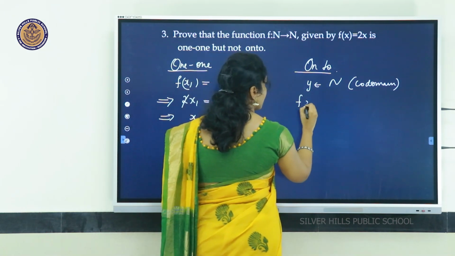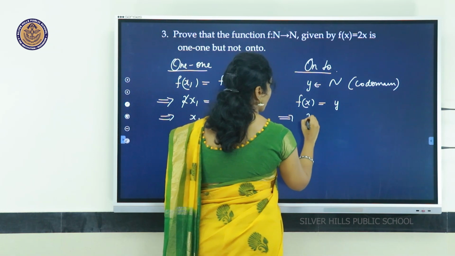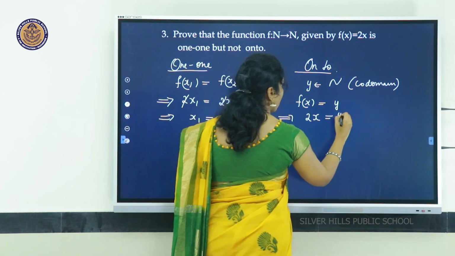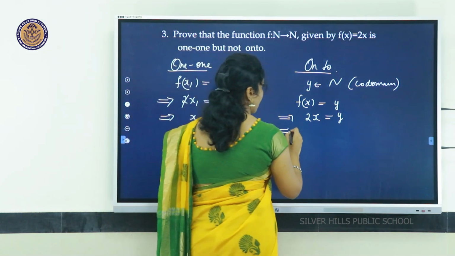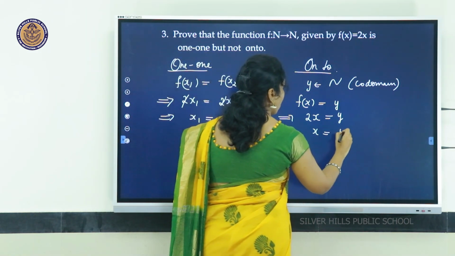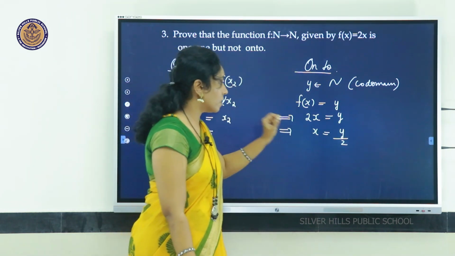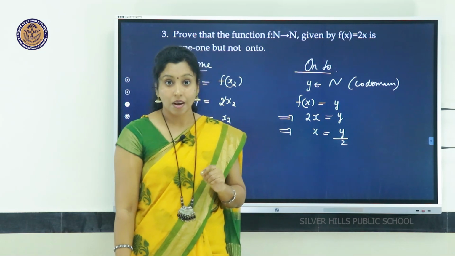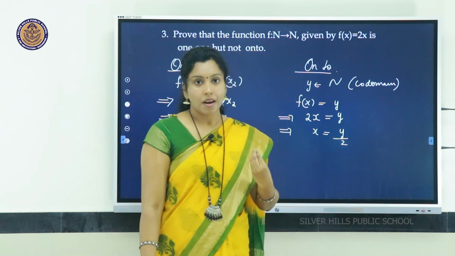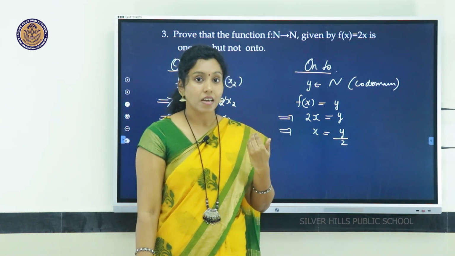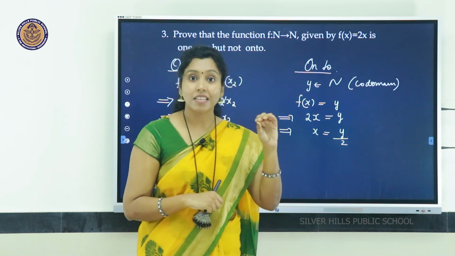Now, f of x is equal to y implies, what is f of x, children? It is 2x equal to y. Now, we are going to separate x and y, which implies x is equal to y by 2. Now, from this step, what are we going to do? I am just giving one example, one value for y, and then I am showing that there does not exist a pre-image for that particular y.